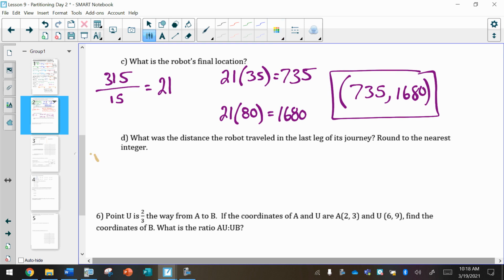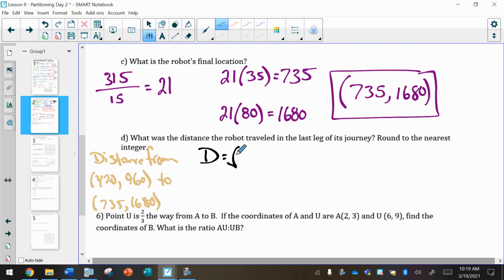So that means we're going to do the distance from the 429, 60 to our final stopping point, 735, 1680. Okay, so you guys know the distance formula. Distance equals the square root of x2 minus x1 squared plus y2 minus y1 squared. Okay, so pause it, plug your numbers into the formula, and then round to the nearest integer. Plug your numbers in, go to your calculator, figure it out.